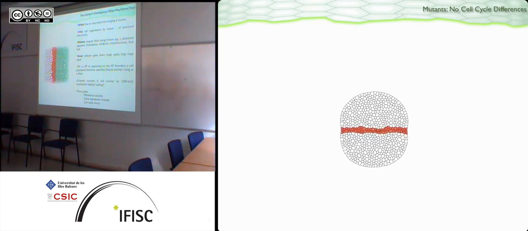What we can see is what happens if you remove the organizer. Are the cells actually intermingling? And actually, yes, they are intermingling. So the organizer is doing something, because it's preventing these kinds of things.